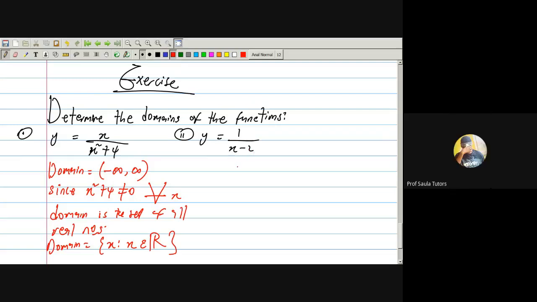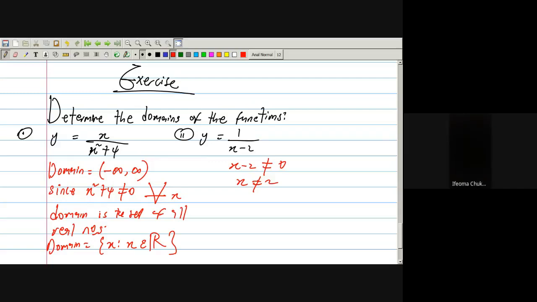Have you gotten your answer? For this one, the domain is what? Remember, x minus 2 must not be 0, therefore x must not be 2. So how do you now write the domain? People write in different ways. Tell me, how do you want to write your domain?